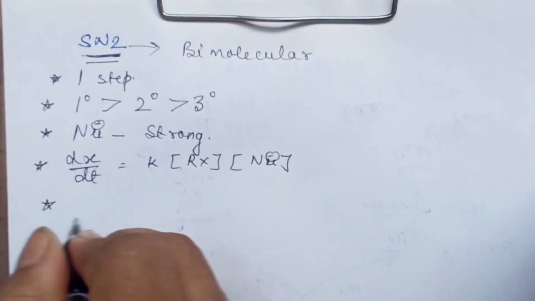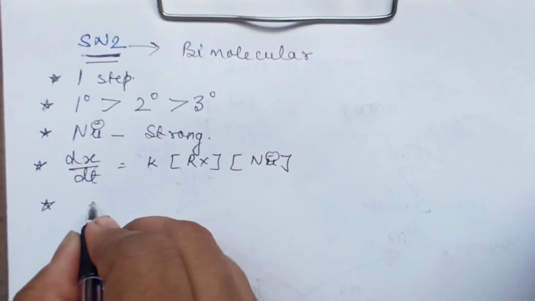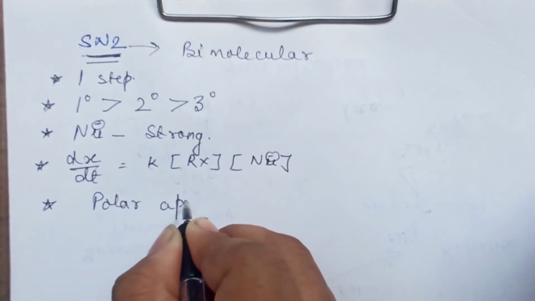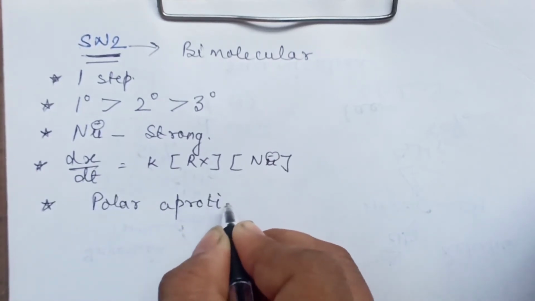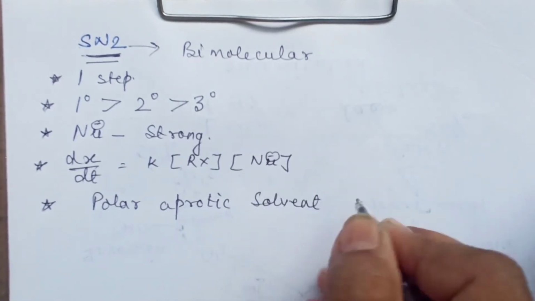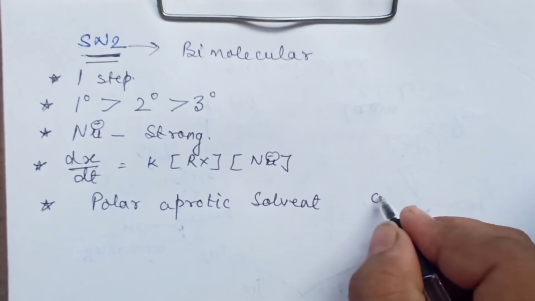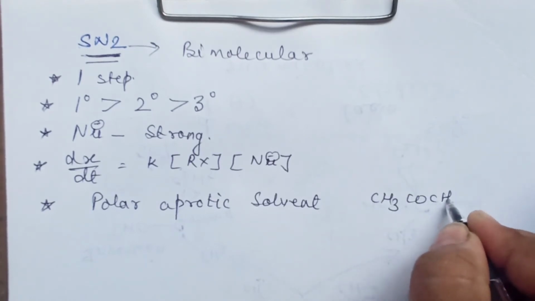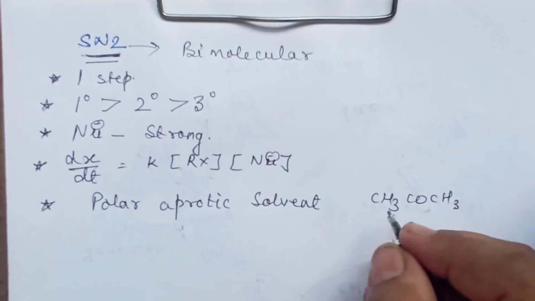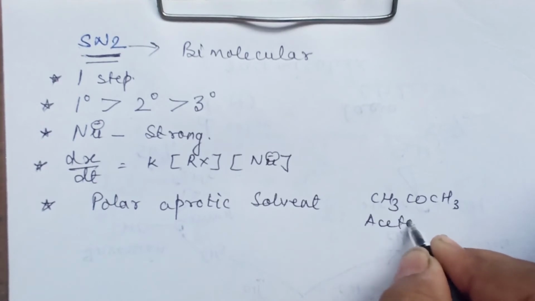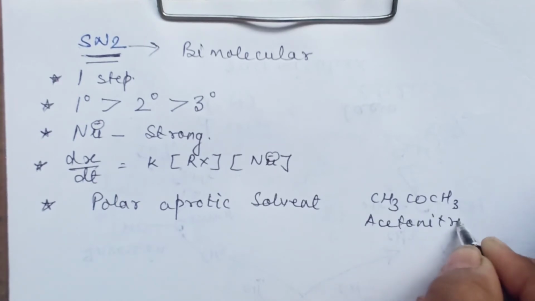The next point is, this mechanism is normally carried out in the presence of polar aprotic solvents. They are polar but they do not give protons. Like acetone, CH3COCH3. You can have even acetonitrile. These are polar aprotic solvents.